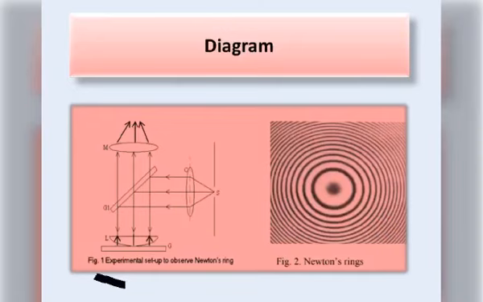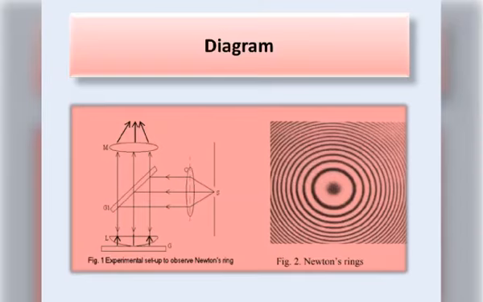This is the experimental setup of Newton's rings. The experimental arrangement consists of a monochromatic source of light S, the plano-convex lens, then plane glass plate G, then plane glass plate G1, and a traveling microscope. From this traveling microscope we can observe Newton's rings. These are the Newton's rings. This type of fringes we can see through the traveling microscope.